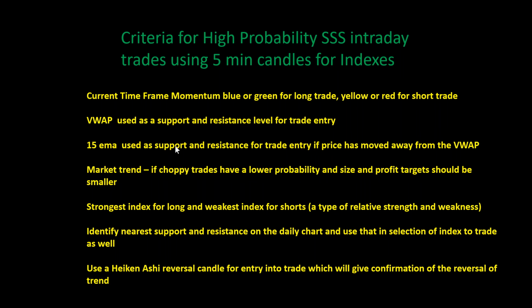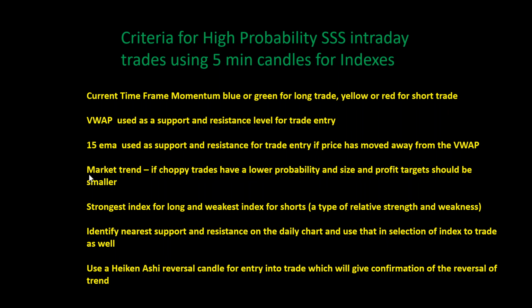The 15 EMA is also used as support and resistance for trade entries if the price has moved away from the VWAP. If it's away from the VWAP but near the 15, this becomes our support and resistance level. This now becomes the criteria that we use for entering the trade. So both of these, VWAP and 15 EMA, are entries for getting into a trade long and short. The VWAP is the best, but if the stock is above the VWAP and it's likely to come back down to it, then you trade off of the 15.